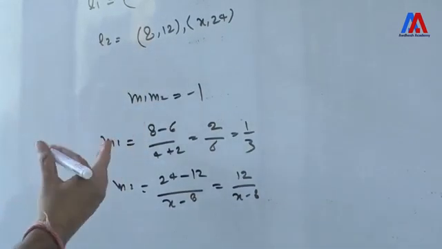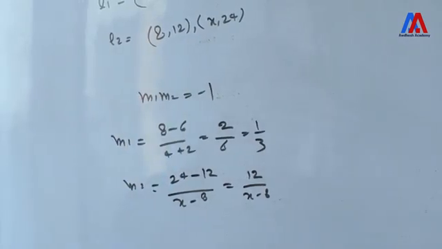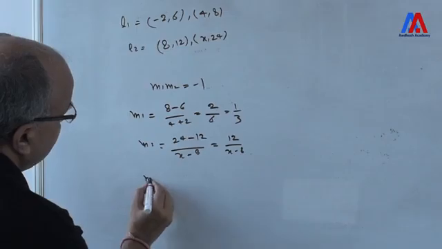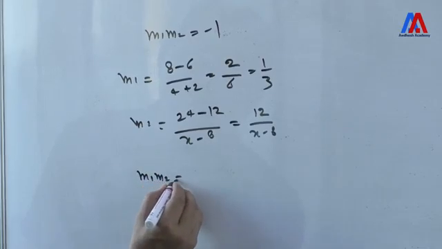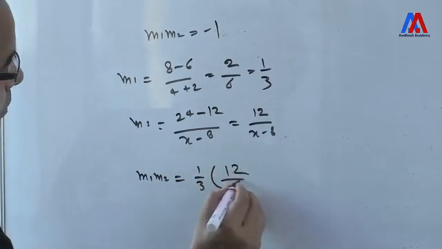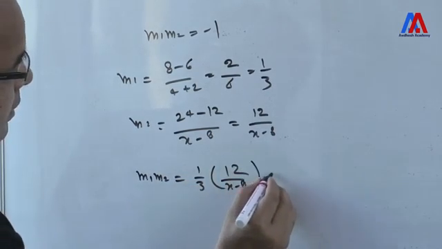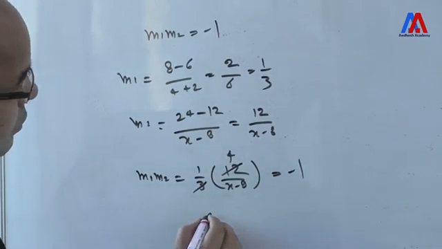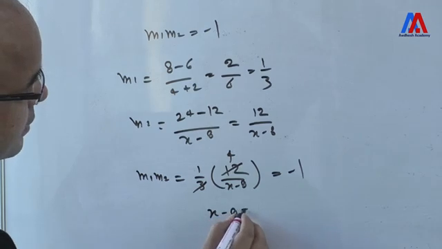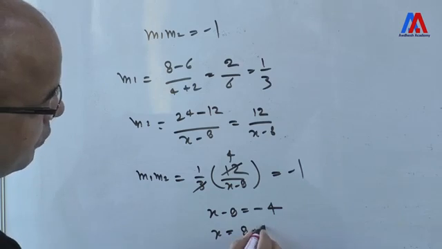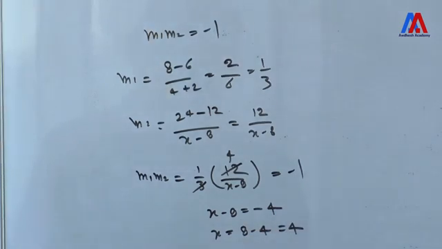Now we know that m1 m2 has to be equal to minus 1. So let us now substitute the values here. What we get here is m1 m2 is equal to 1 upon 3 times 12 upon x minus 8, and that is equal to minus 1. This goes, it becomes 4. So x minus 8 is equal to minus 4, and so x is equal to 8 minus 4, and that is equal to 4. So the value of x is 4.